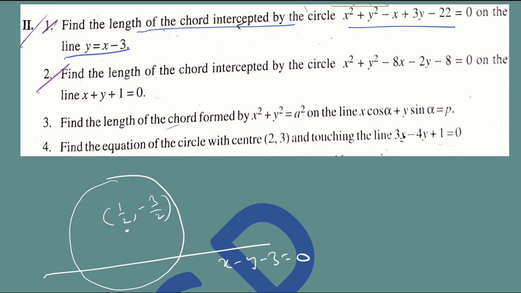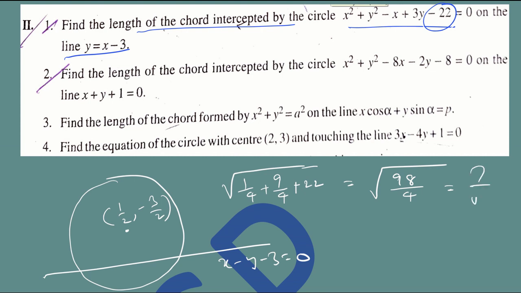Now I am going for the radius. Radius we know it is root of g square plus f square minus c. You can see that c is nothing but minus 22 there, so I'll get plus 22. So I'm getting this as square root of 88 plus 10, that is 98 by 4. Cancelling a 2 in the numerator and denominator, I have 7 by root 2. This is the radius, 7 by root 2.